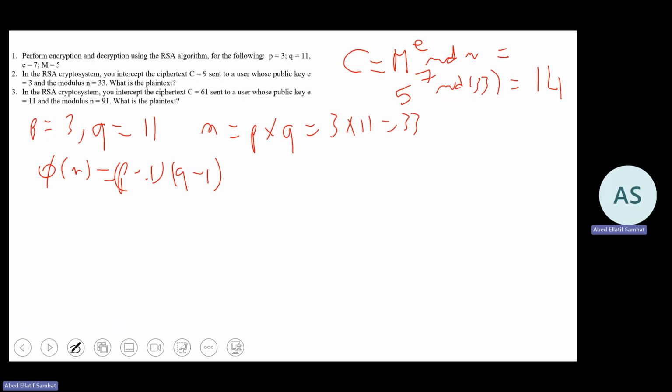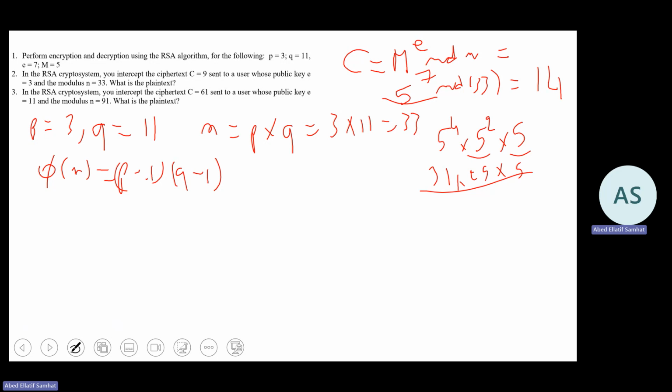And if you want to apply the square-and-multiply method, it's possible to write 5 to the power 7 as 5 to the power 4 times 5 to the power 2 times 5. Here it's 5, the remainder is 5 mod 33. Here it's 25 mod 33. And here for 5 to the power 4, it will be 31. After that, we multiply them and we find the result. It will be 14. So this is for the encryption.